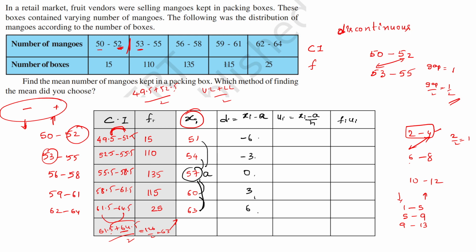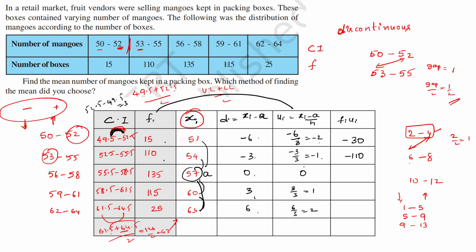Now what we have to do, we have to divide with the gap. So minus 6 by h, and our gap is 3. So 52.5 minus 49.5, that means the gap is 3. So minus 6 by 3 is minus 2, minus 3 by 3 is minus 1, 0, 3 by 3 is 1, 6 by 3 is 2. Then fi ui: 15 into minus 2 is minus 30. 110 into minus 1 is minus 110. 135 into 0 is 0. 115 into 1 is 115. And 25 into 2 is 50.